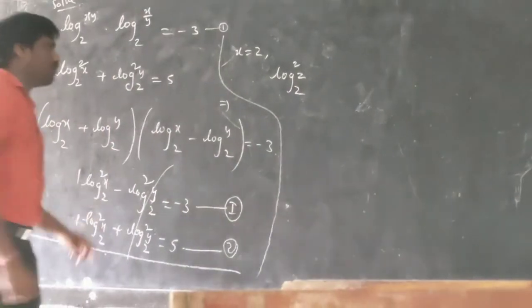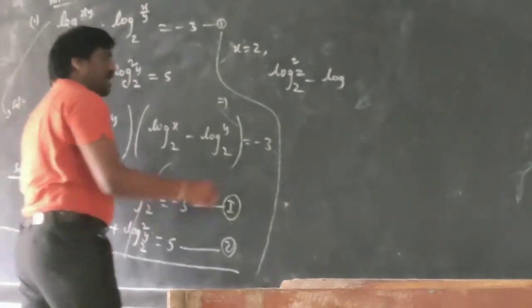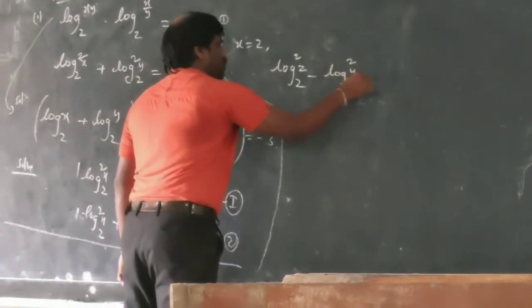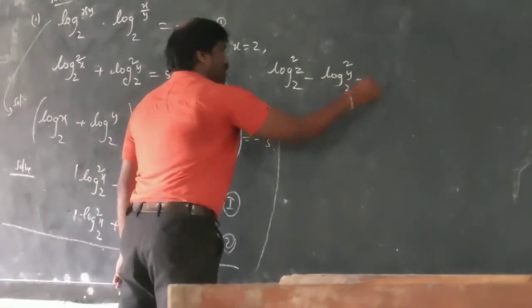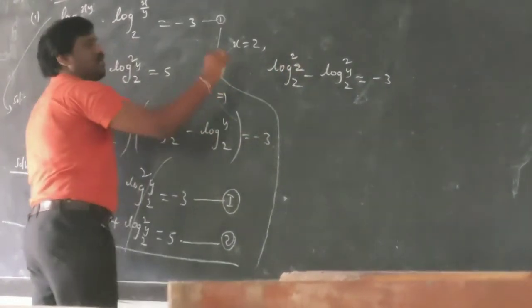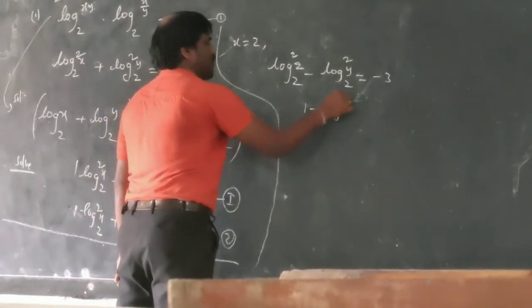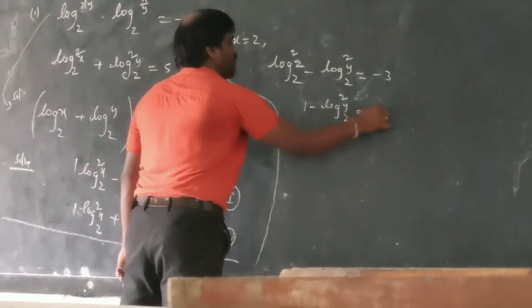This is x is 2 minus log square y with base 2 is equal to what you have here, minus 2, log 2 with base 2. This value is how much? 1. 1 square is how much? 1. So 1 minus log square y with base 2 is equal to minus 2.